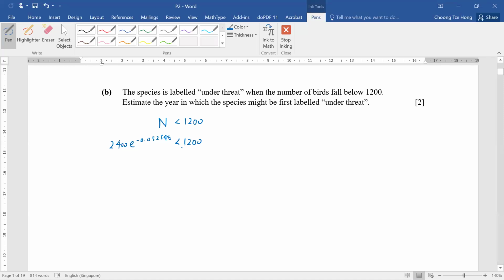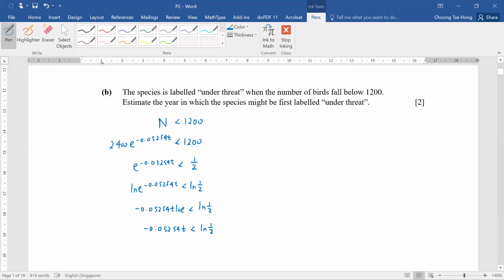Okay, so divide by 2004 over. So e to the power of negative 0.05254t, and 1002 over 2004 will be half, right? Then from here we can do ln on both sides. ln half. Use the power law, bring it down. Okay, never mind, I can just write out the rough working. So from here you will get negative 0.05254t less than ln half.